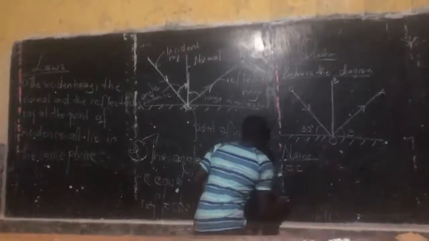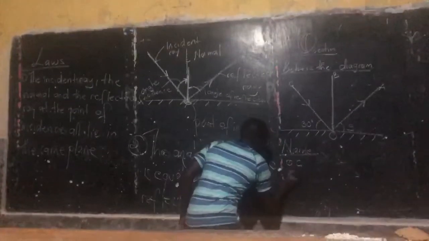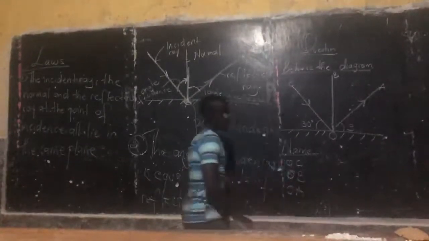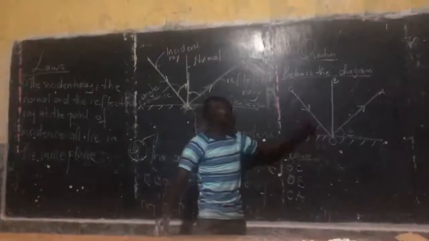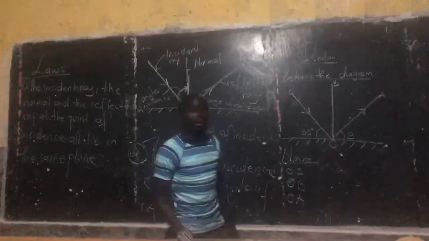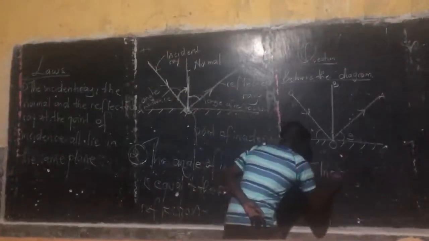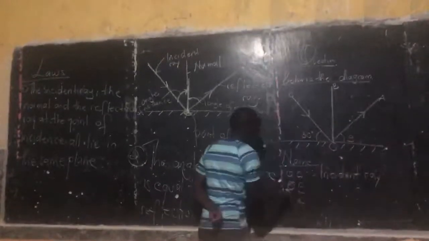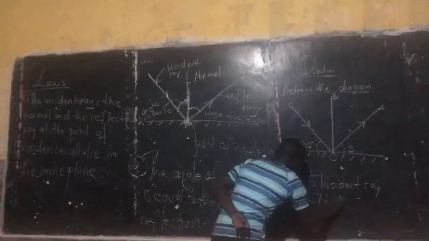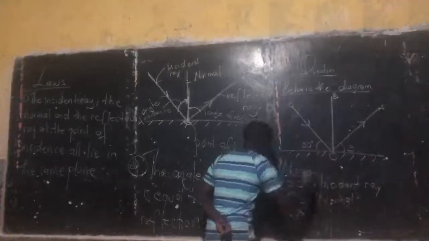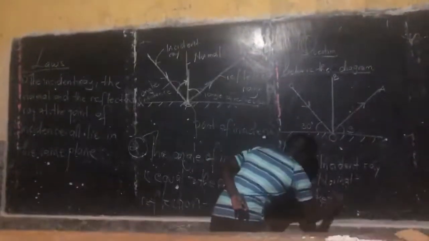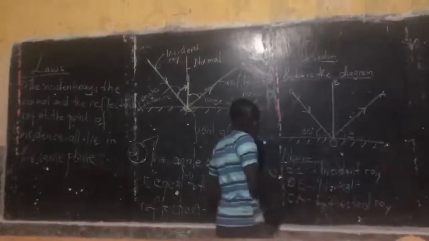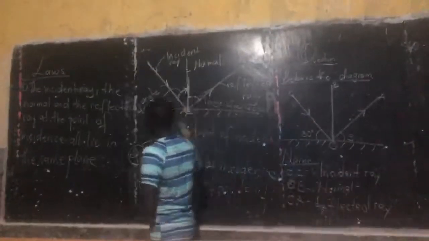Name OC, OB, and OA. How do you call OC? That's the incident ray. How do you call OB? The normal. How do you call this one? The reflected ray.